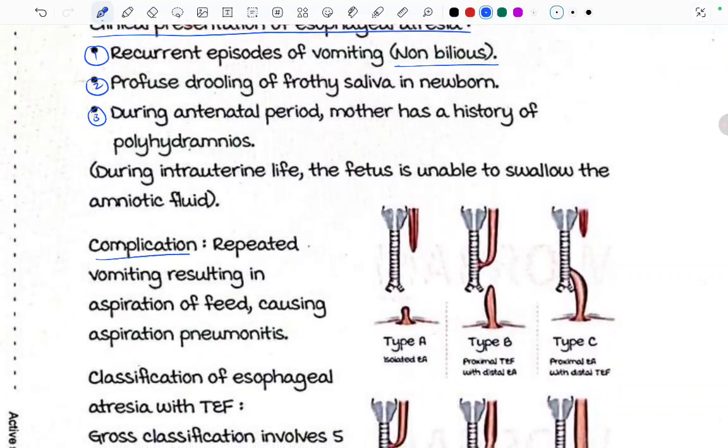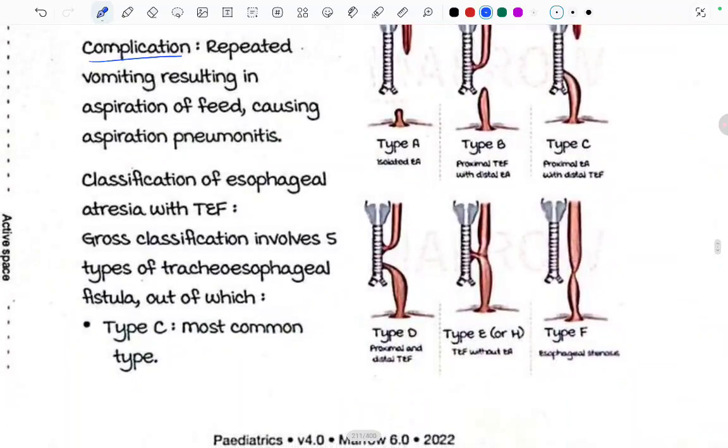Now the complication: repeated vomiting resulting in aspiration of feed, causing aspiration pneumonitis. So in these children, there is a possibility of aspiration pneumonitis.